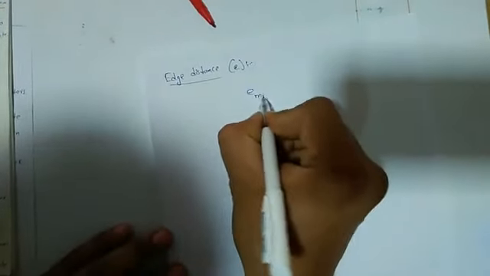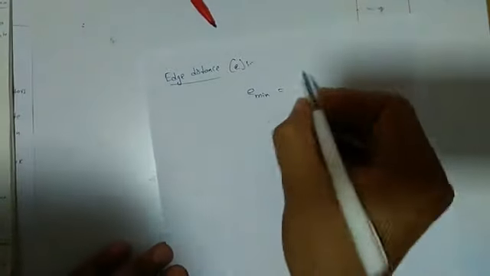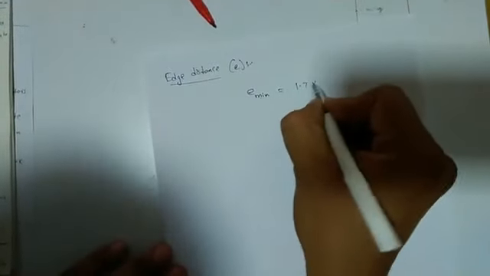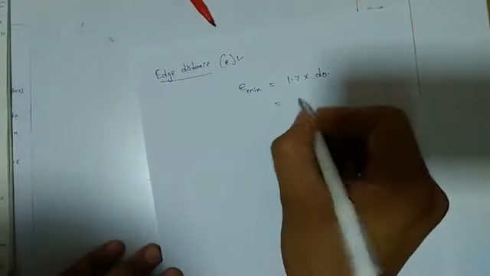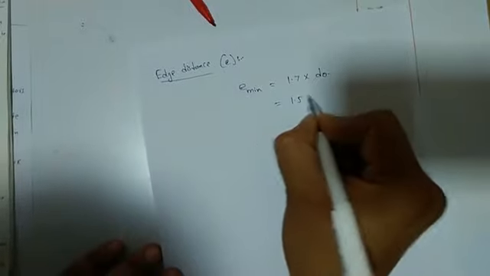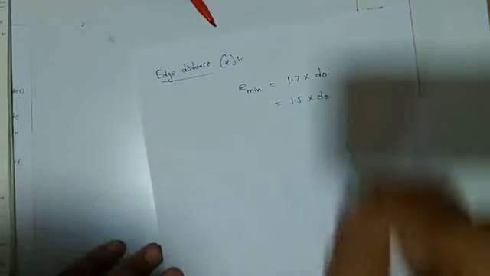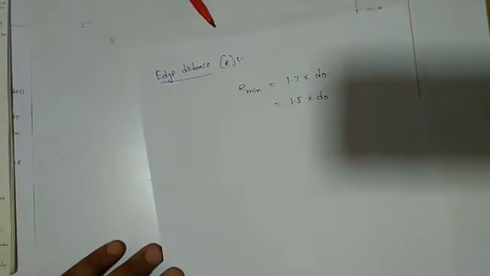E minimum is equal to 1.7 times of d naught. Okay. The code has also given another formula, which is 1.5 times of d naught. Okay. So what are these two?